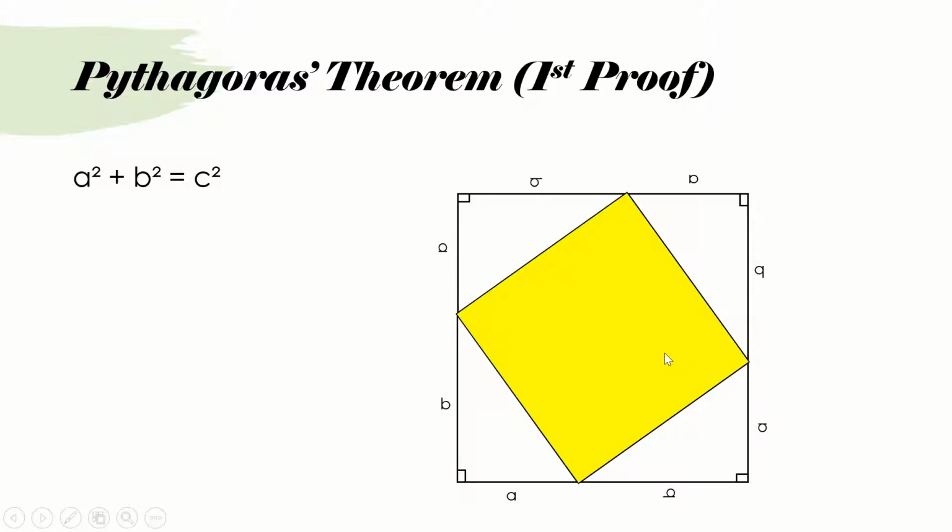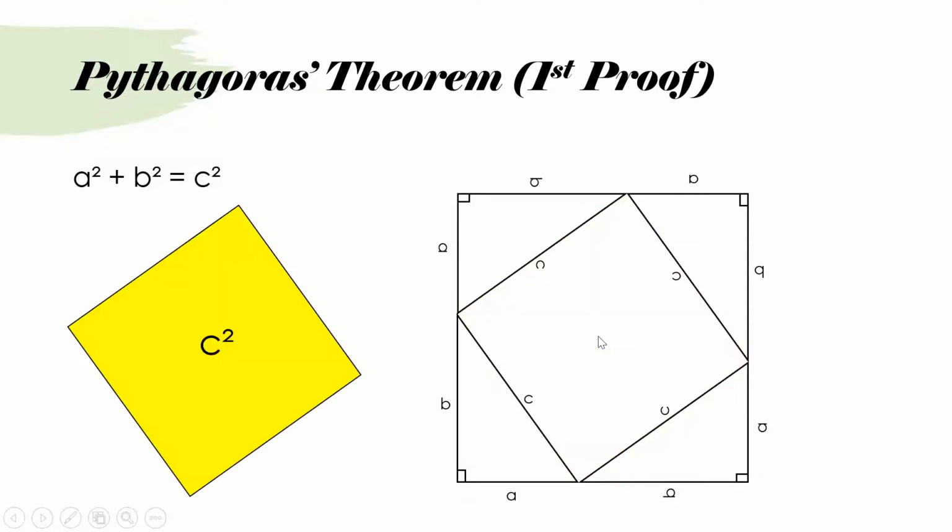And the area of this yellow square, the space in the middle, is equal to C square. So just take note of that. I'm going to move 2 of the triangles up, but I will not add or take away any shape. The entire square here will still remain the same.